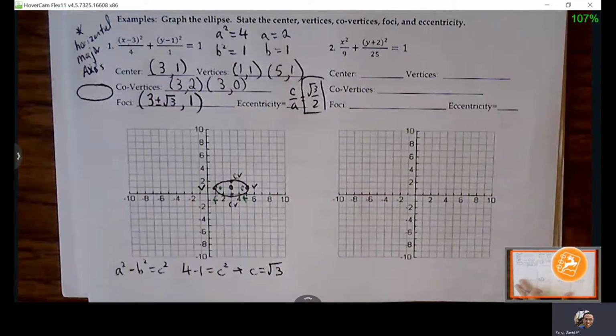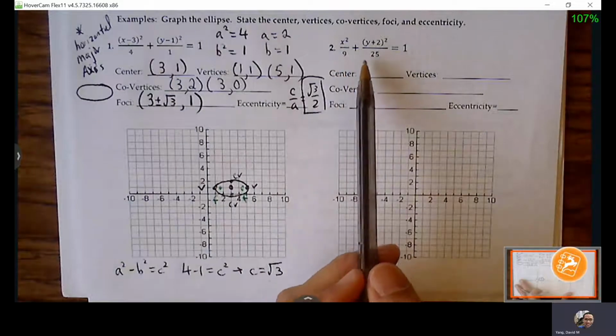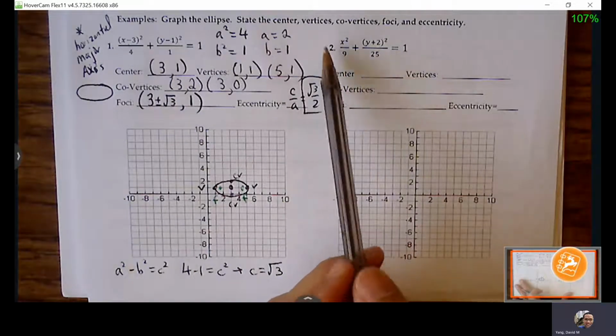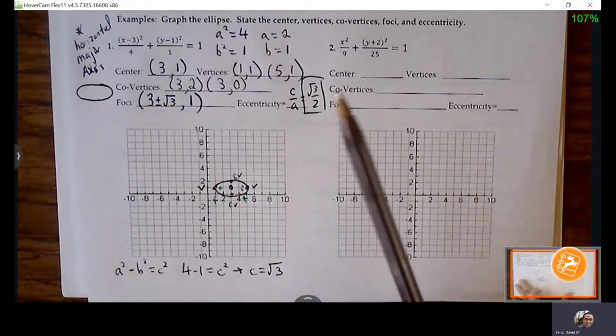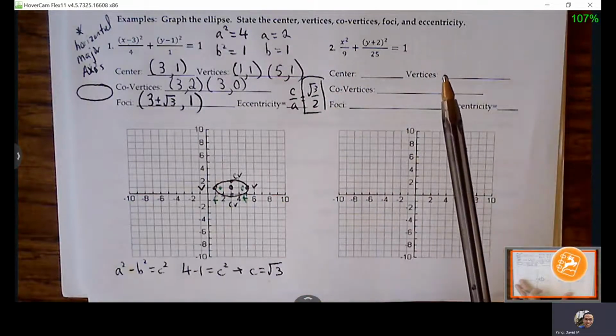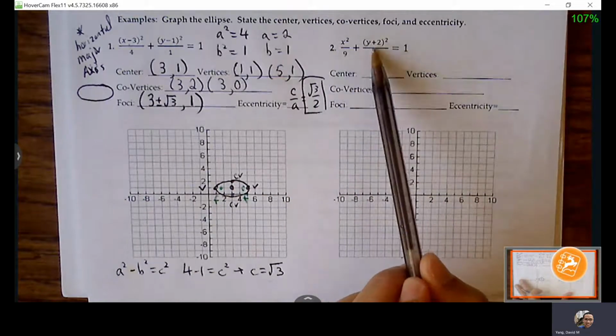Okay, number 2. Okay, x squared over 9 plus (y plus 2) squared over 25 equals 1. Okay, let's find the center first. What's the center of this ellipse? Guys. Yeah, so 0 for the x and -2 for the y.